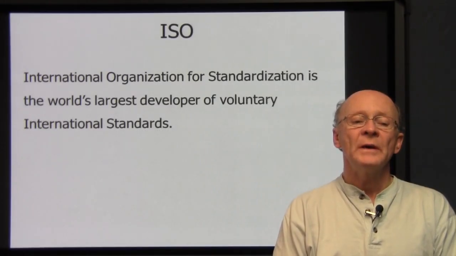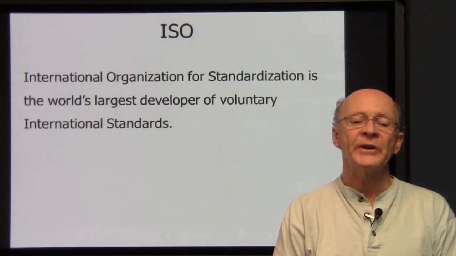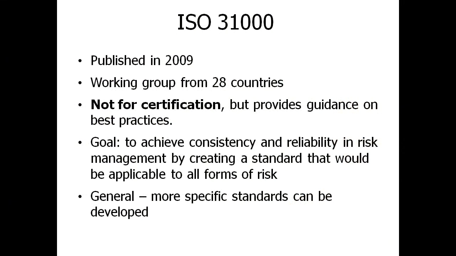So ISO is the International Standards Organization, and they're based in Geneva. They're the world's largest developer of voluntary international standards. ISO 31000 was published in 2009 based on a working group from 29 countries, most of whom ratified and agreed to this risk management standard. It's not certifiable like ISO 9000, but it does provide guidance on best practice.